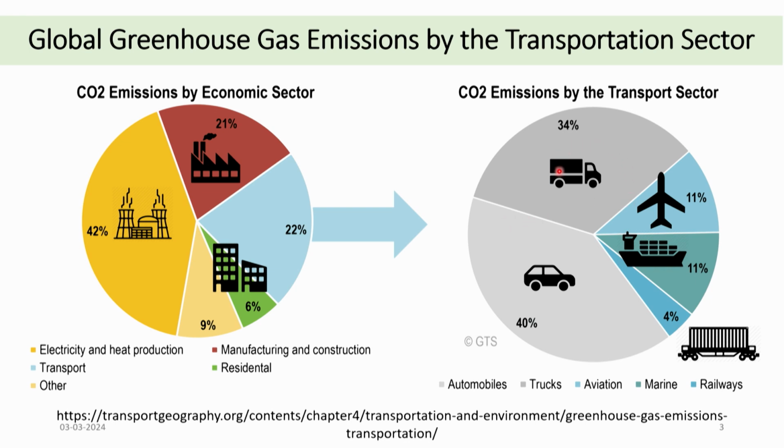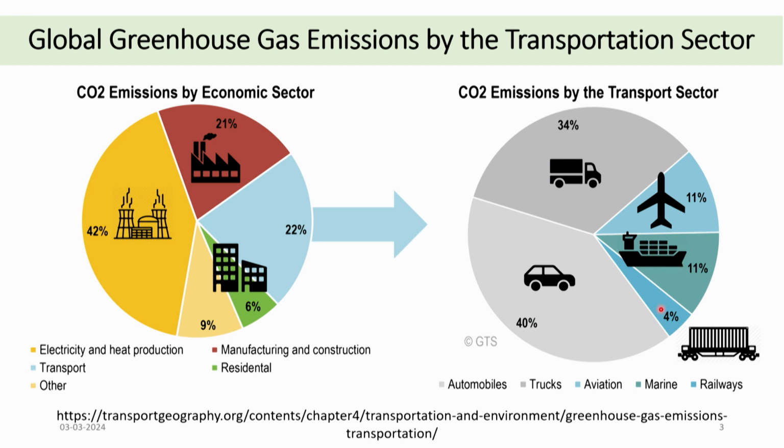Automobiles, the cars that we typically use, is 40%. Trucks is 34%. Then aviation is around 11%. We have marine is around 11%. So aviation and marine is almost the same, and then 4% is in the railways.